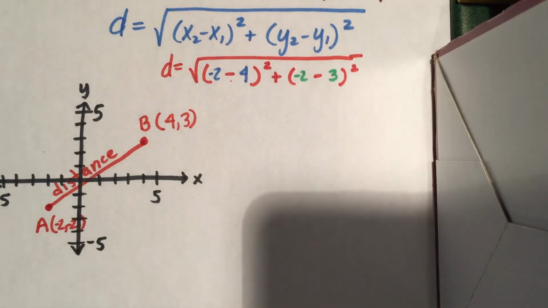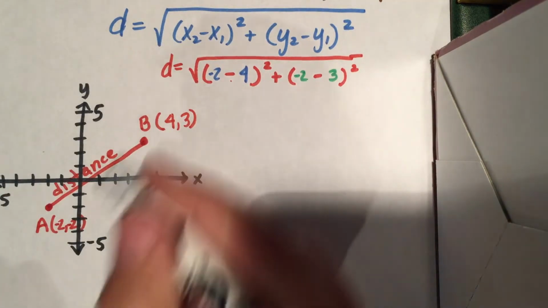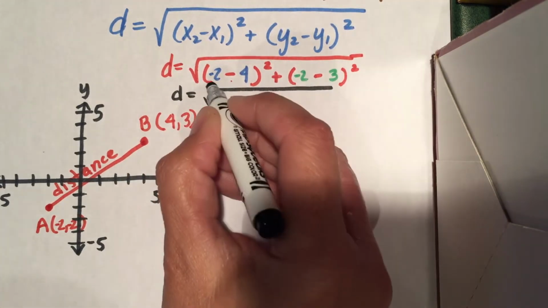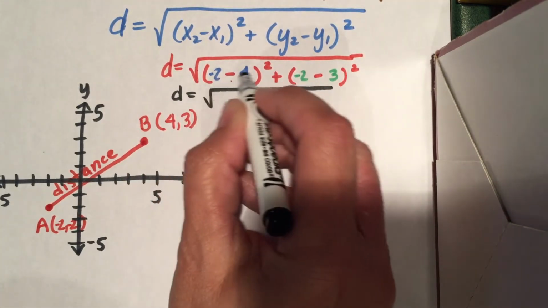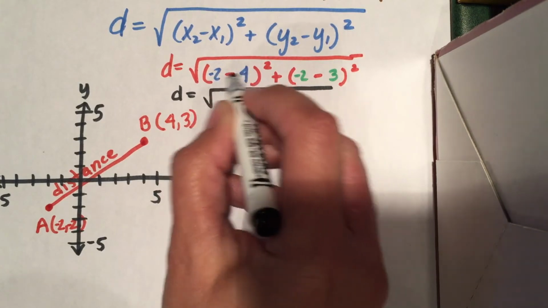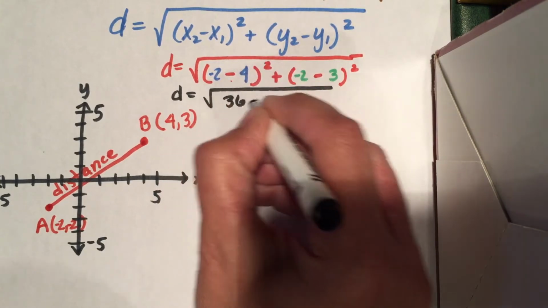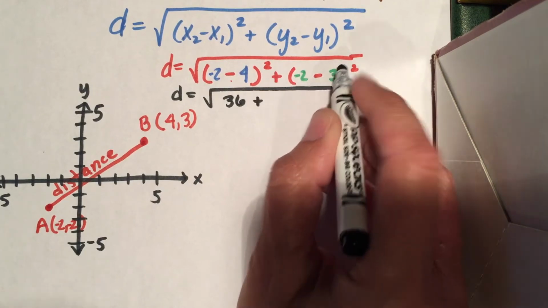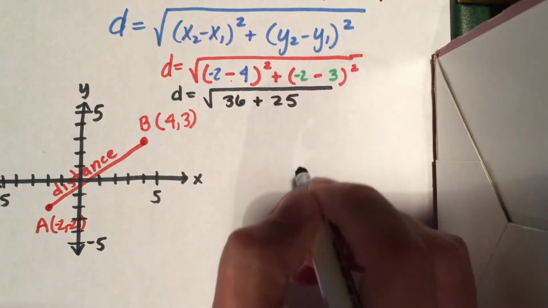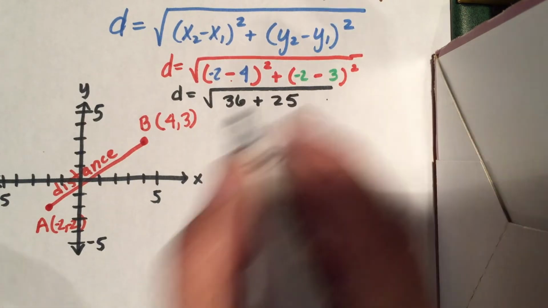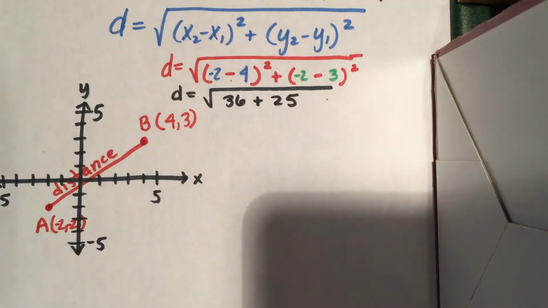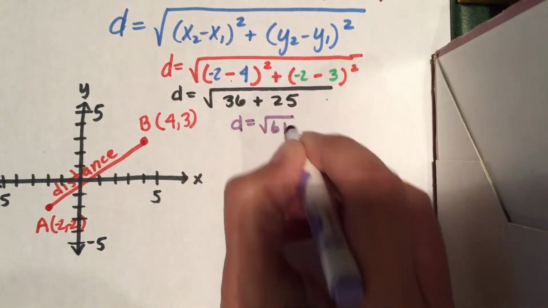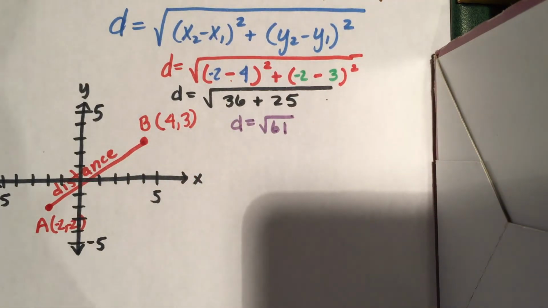Now, to save us some time, I'm going to kind of skip some steps here. To work this out and actually find the distance, negative 2 minus 4 is negative 6. When I square negative 6, I get 36. Negative 2 minus 3 is negative 5. When I square negative 5, I get 25. And that will come out with a distance of 36 plus 25, which is 61. So the square root of 61.